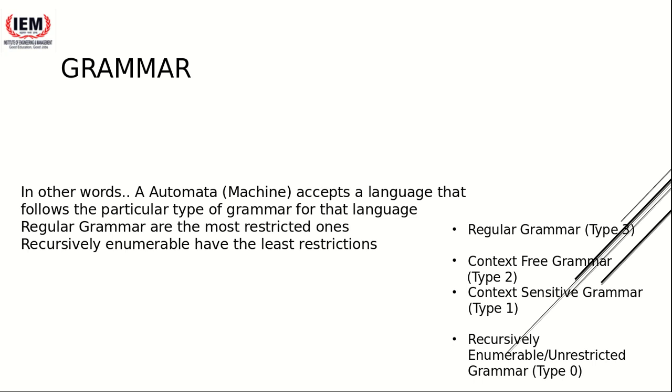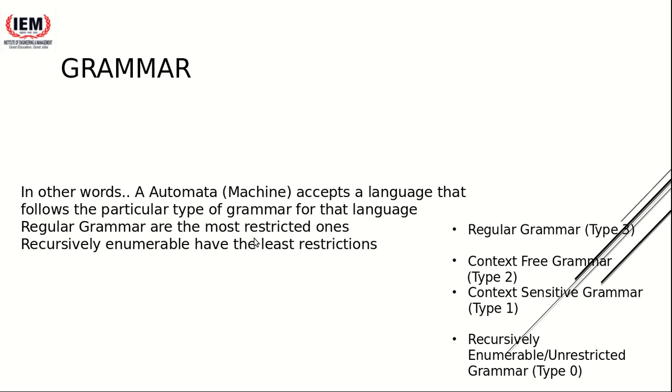So regular grammar in that way is the most restrictive one. We have many restrictions while we construct a regular grammar, and on the contrary, recursively enumerable grammars have the least restrictions, and we often say that they are the unrestricted grammar. So you must know this: regular grammar is the most restricted one with a lot of rules, and recursively enumerable grammars have a very small number of rules.